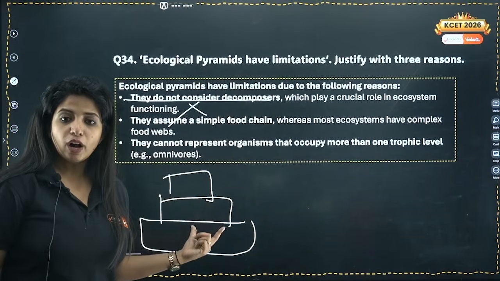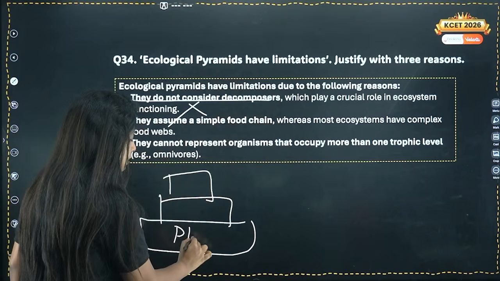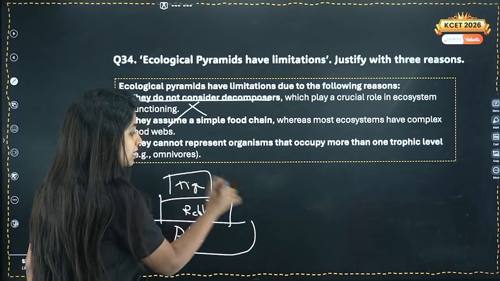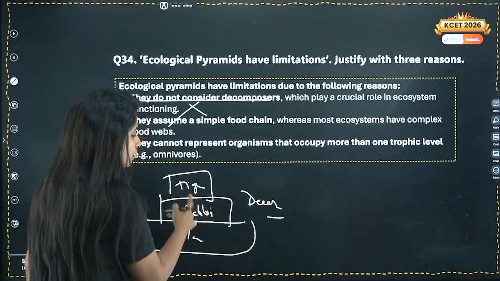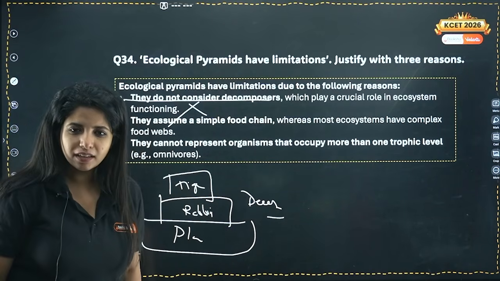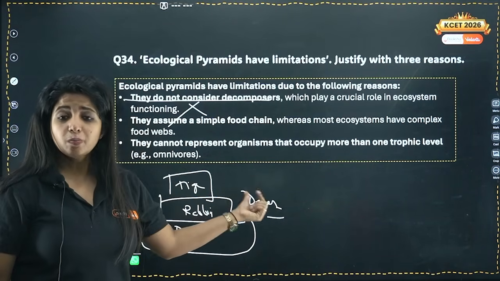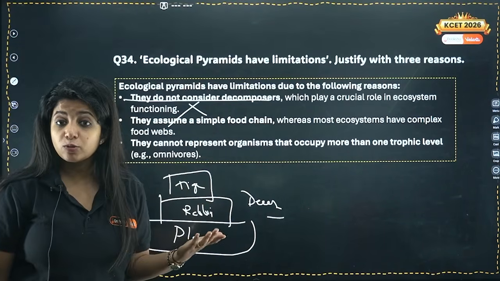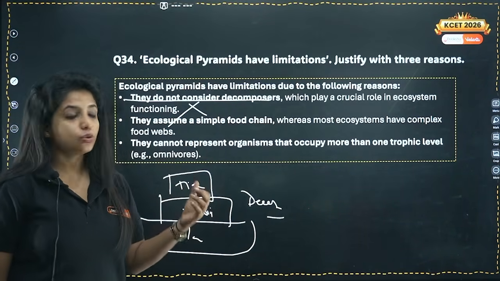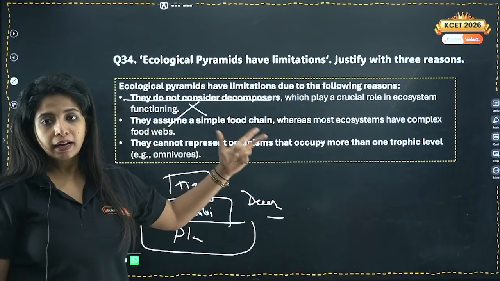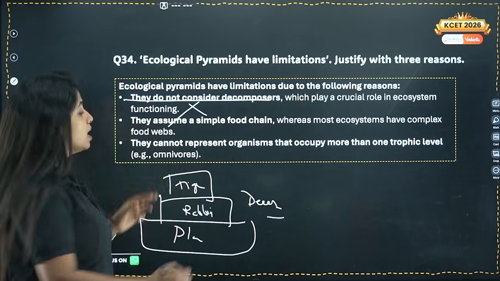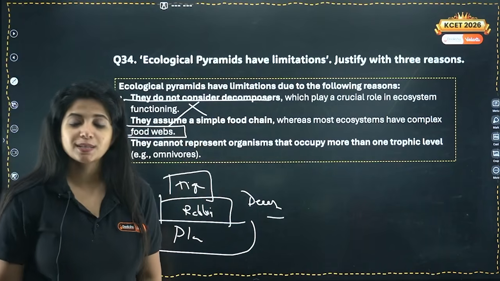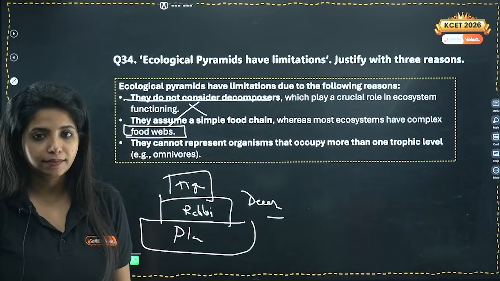Second thing, suppose I have a plant over here and plant is fed by rabbit. Rabbit is eaten by tiger. Suppose there is deer. Will the tiger eat only the rabbit? Deer can also be eaten. So there can be multiple food chains that work. Basically, can I say there are multiple food webs which are there? Yes. So they assume a simple food chain, whereas most ecosystems have what? Complex food webs.